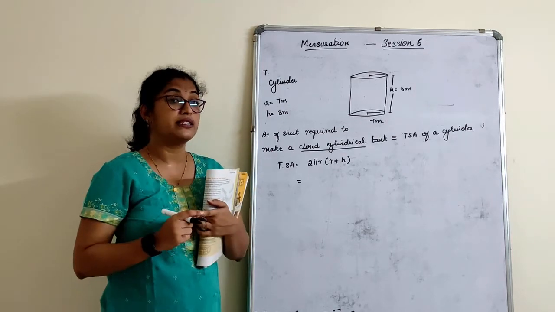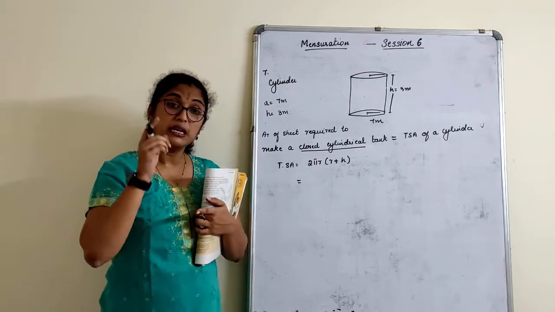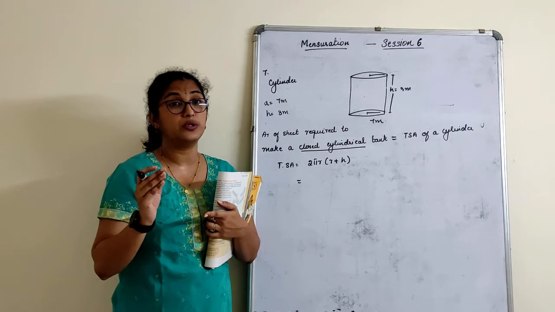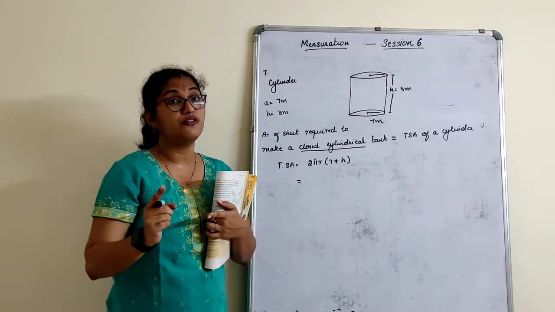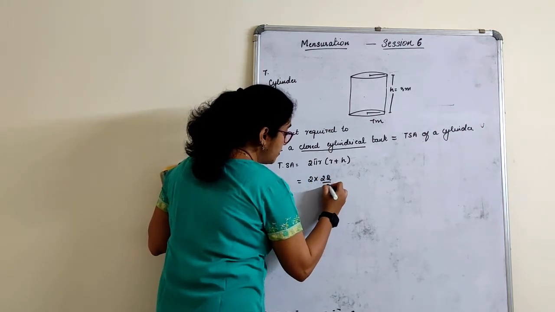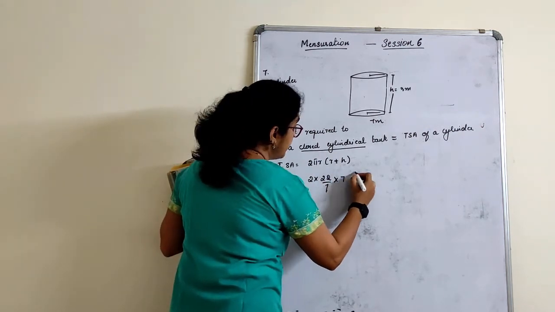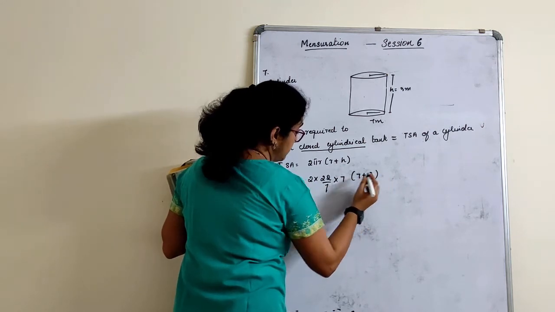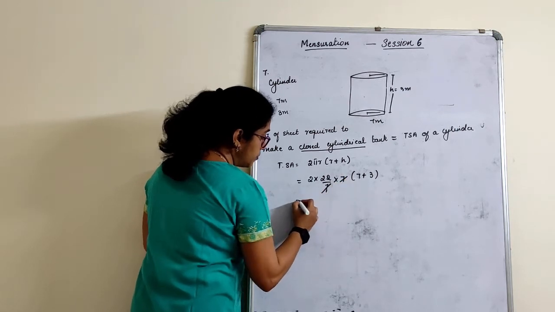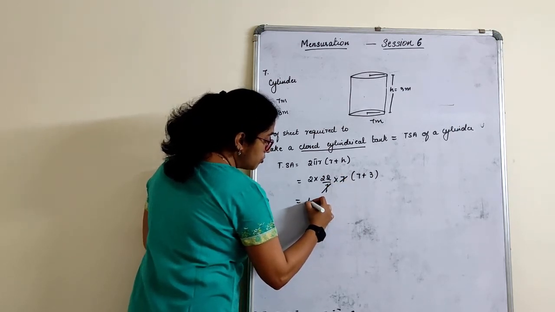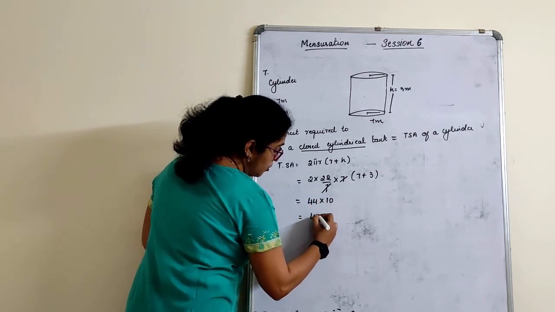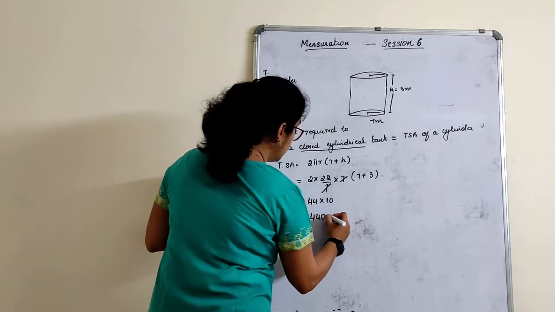Here you will nowhere see that it is mentioned. That means make sure that you take 22/7 only. 3.14 you can use, but when decimals come, it will be difficult for multiplication. So 2 into 22/7 into r is 7, 7 plus 3. I want to cancel 7 and 7, you will cancel here. So 22 into 2 is 44, 7 plus 3 is 10. So 440 meter square.